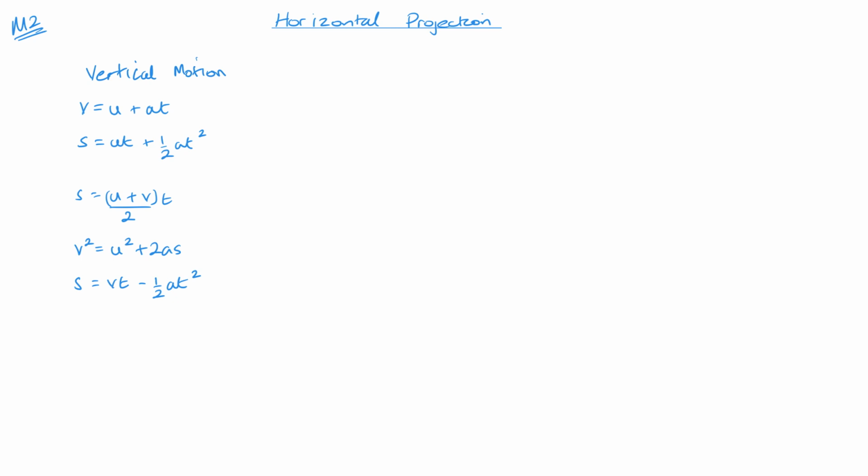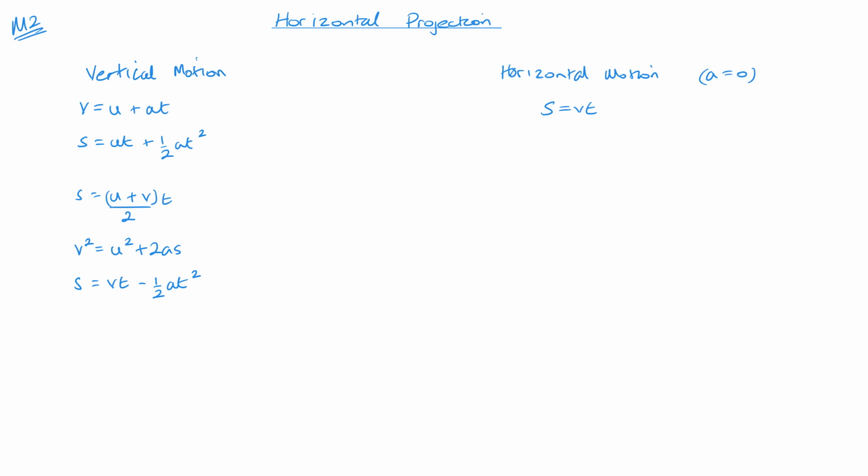Now the horizontal motion is a little bit different. Just write this down. The reason is that there will be no acceleration. Effectively, in this case, acceleration would equal 0, because what's happening is it's going to be at a constant velocity. So for that, you're basically using S equals VT. It's essentially just distance equals speed times time.